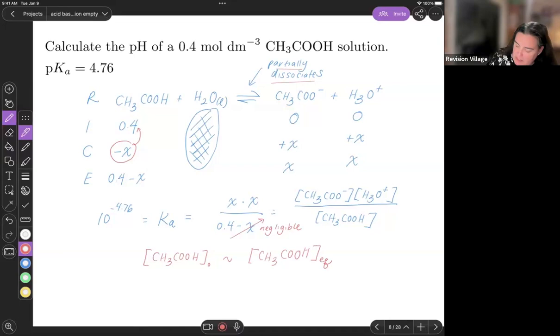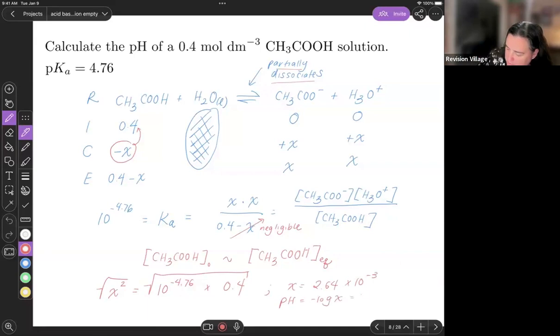Okay, trying to solve this, I'm going to say that x squared is equal to 10 to the minus 4.76 times 0.4. It's just hard for me to use a calculator and write and talk to you all at the same time. Let me look at my notes. I took the square root of both sides to find that x is equal to 2.64 times 10 to the minus 3. And the pH, which is minus the log of x, is 2.58.